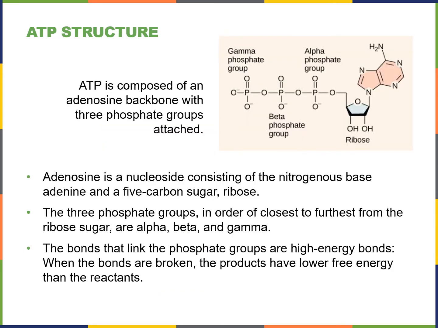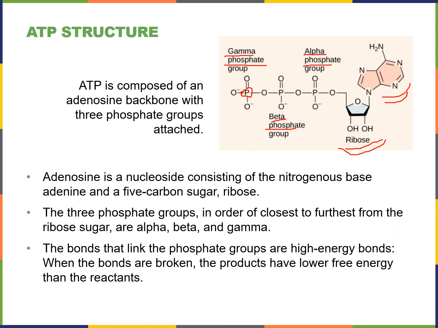As the name suggests, adenosine triphosphate is comprised of adenosine bound to 3 phosphate groups. So adenosine is a nucleoside consisting of the nitrogenous base adenine, so we see adenine out here, and a 5-carbon sugar ribose. So adenine right here plus ribose is going to give us adenosine. And we get the name triphosphate because that compound is attached to 3 phosphate groups. We have an alpha phosphate, we have a beta phosphate, and we have a gamma phosphate group. So phosphorus attached to 4 oxygen molecules.